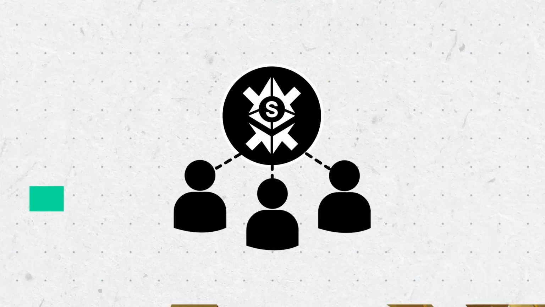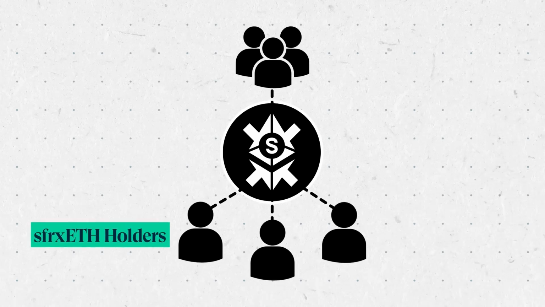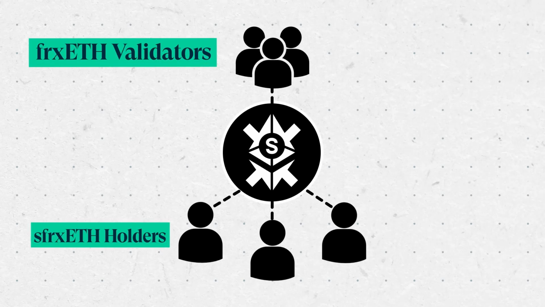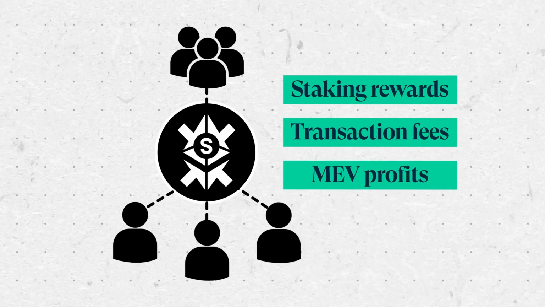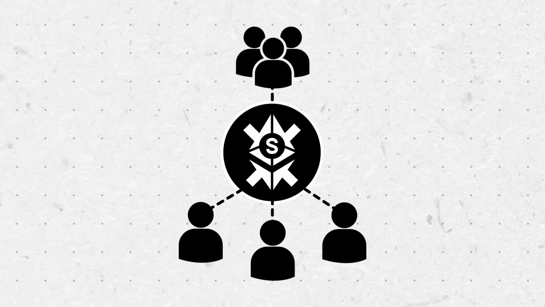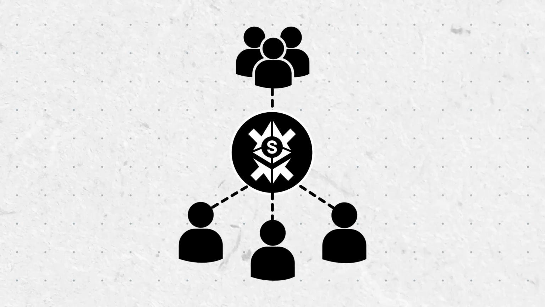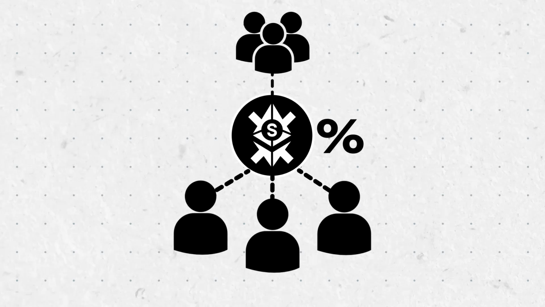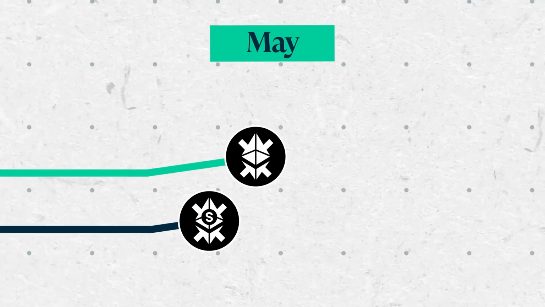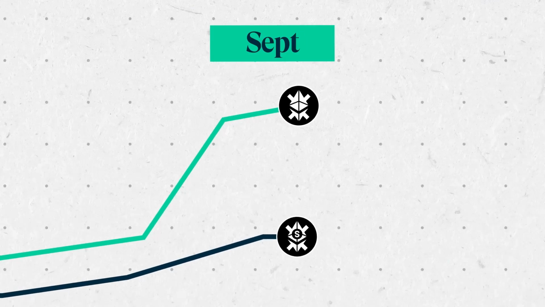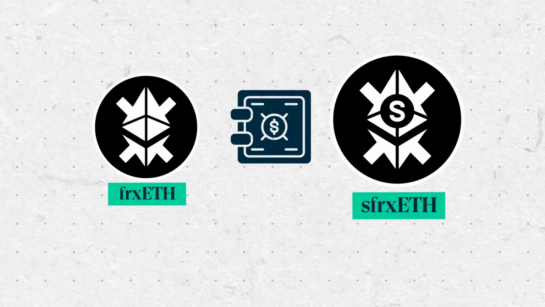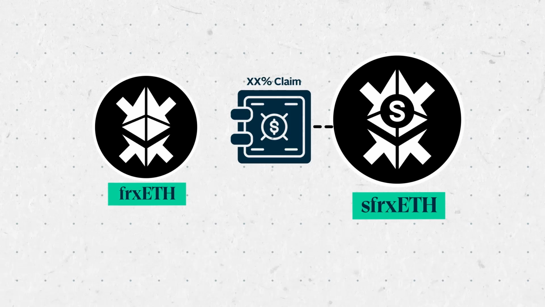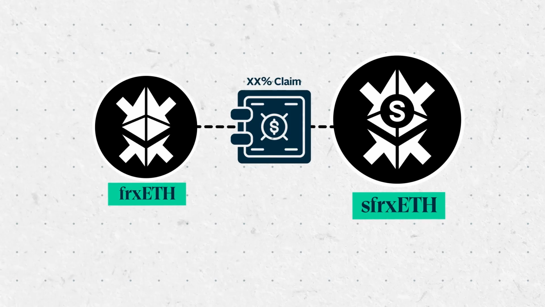The yield distributed to sfrxETH holders comes from the profit generated from frxETH validators, which includes staking rewards, transaction fees, and MEV profits. This also means that the less frxETH is staked as sfrxETH, the higher the rewards channeled to sfrxETH holders. The exchange rate of frxETH per sfrxETH increases over time as staking rewards are added to the vault. Therefore, holding sfrxETH entitles you to a certain percent claim on an increasing amount of the vault's frxETH.